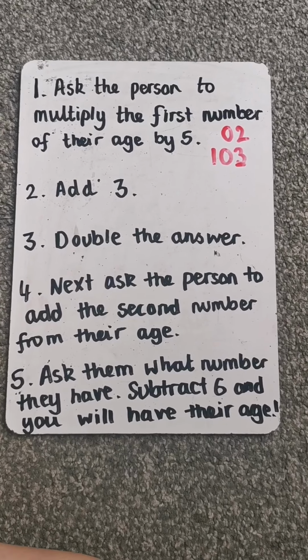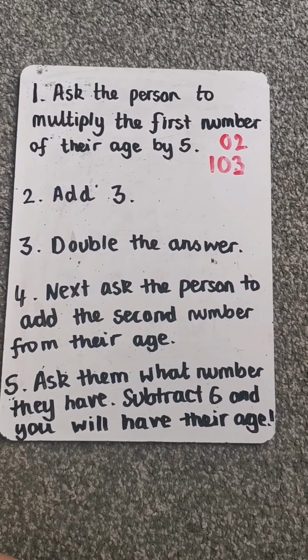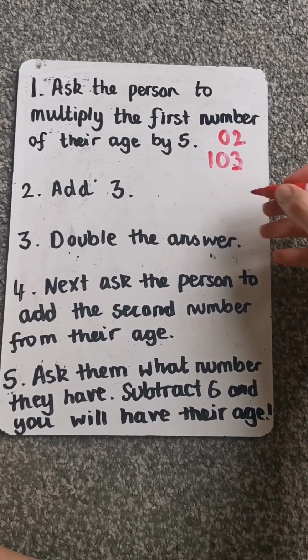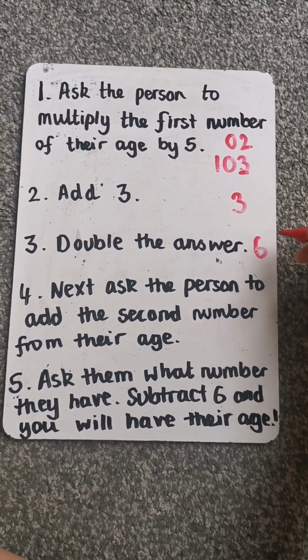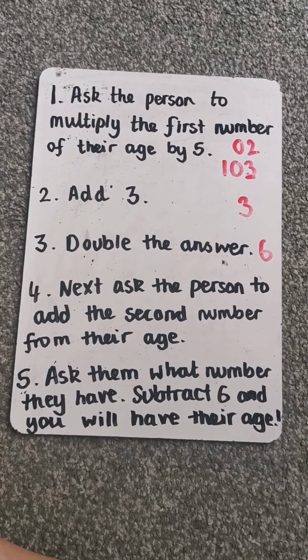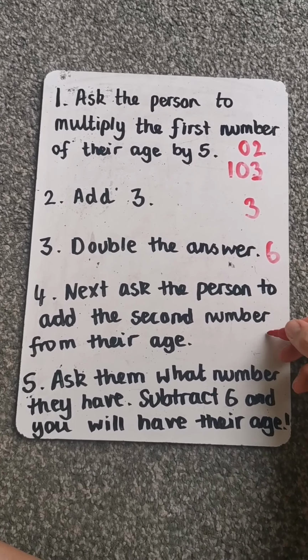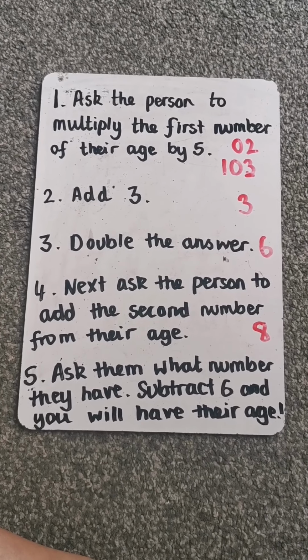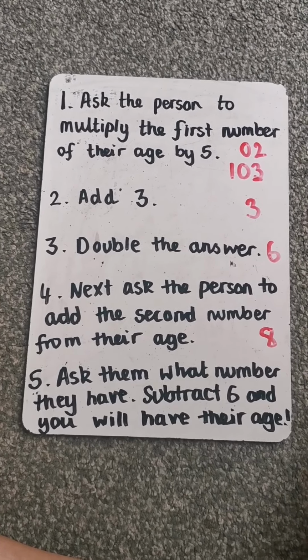So 0 times 5, anything multiplied by 0 would be 0. So I'm going to be left with just 0. Add 3 is 3. Double the answer would be 6. Ask the person to add the second number from their age. So for Jack that would be 2. So 6 add 2, that would be 8. He would then say to you, I have the number 8. When you asked him, take away 6 and you'd be left with the number 2.